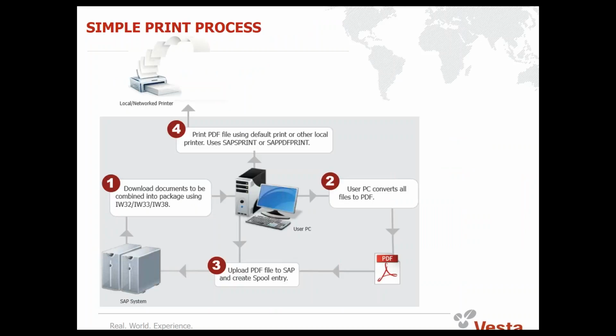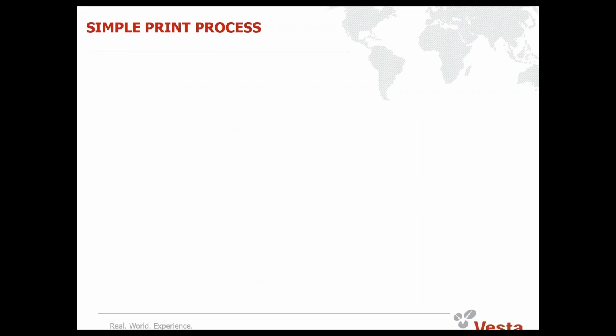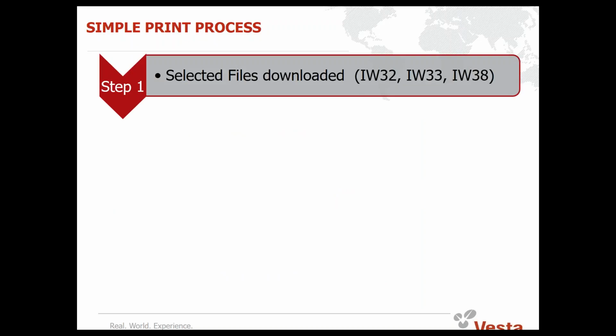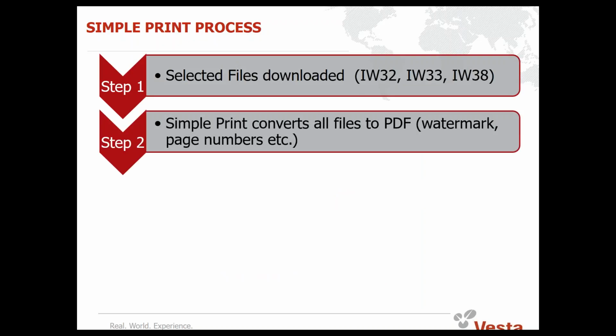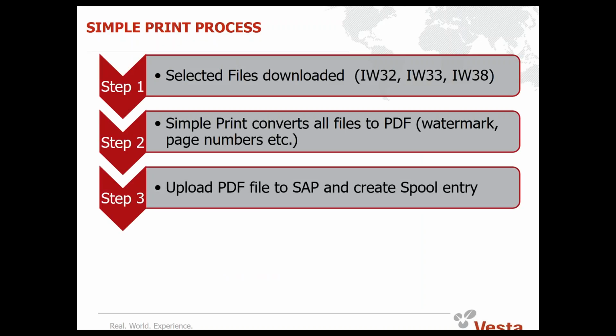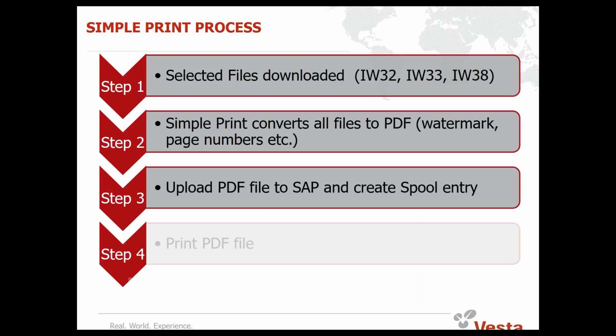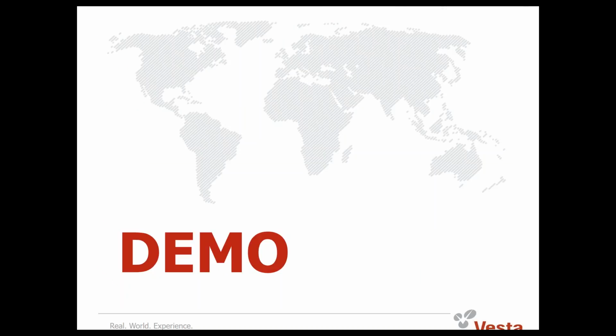And then this is just briefly a high-level architecture overview of what happens. The user selects all the attachments that they want to have printed in SAP. Those documents are then sent down to the user's PC, where Simple Print converts everything to a PDF file with the watermarks and page numbers, etc. That file is then sent back up to SAP and a spool is created, and that is then printed from SAP. So briefly, step by step, you select the files to download, Simple Print converts them to a single PDF, sends it back up to SAP and creates a spool entry, and the file is then printed. And now I'll hand it over to Vince for the actual demo.